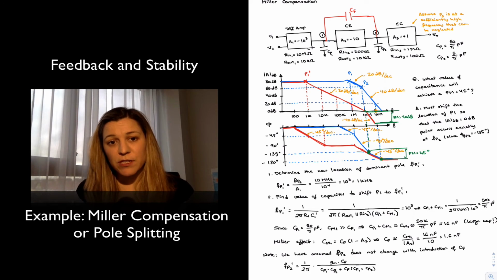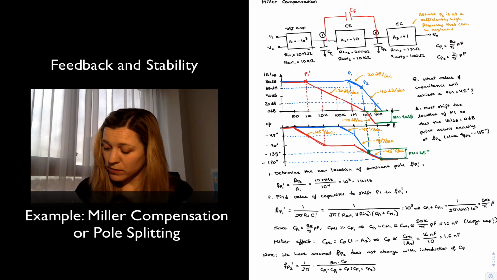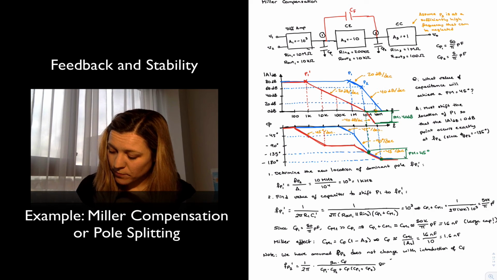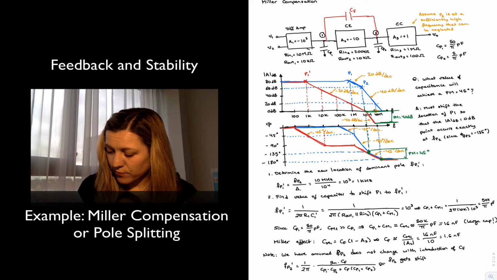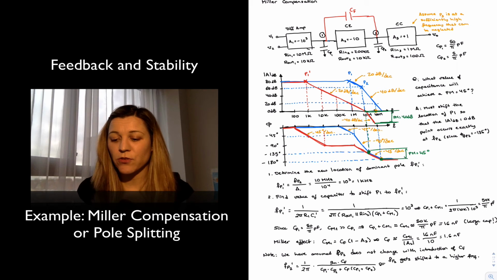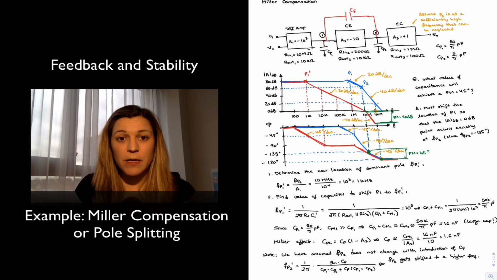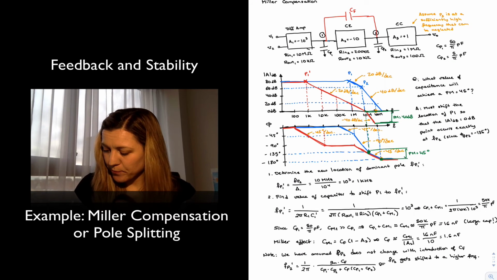Because FP2 ends up being shifted to a higher frequency, and because of that, this type of compensation is also referred to as pole splitting.